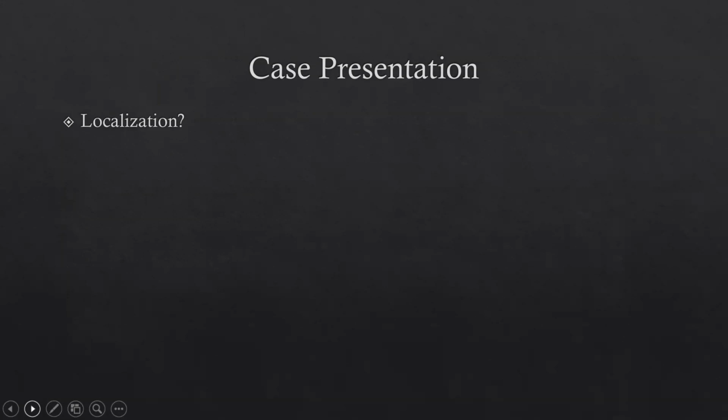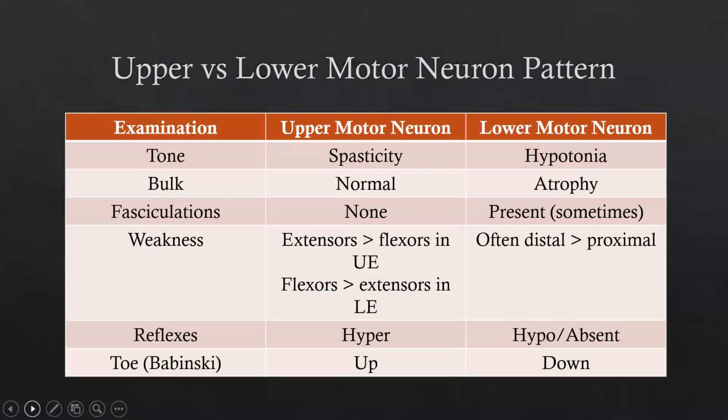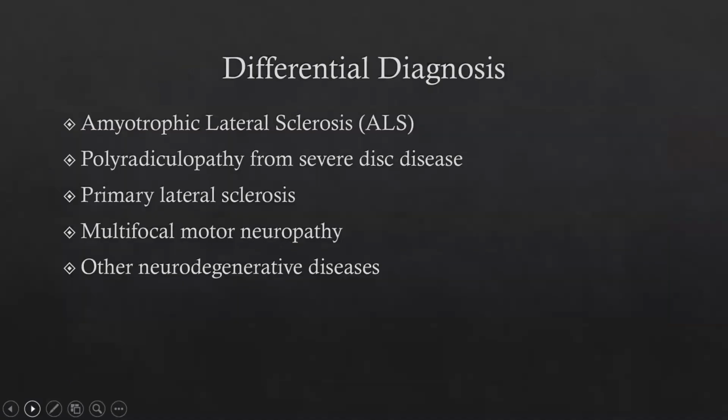So this is very useful in formulating localization, and it will help you in terms of what you're supposed to be thinking about. And of course, you always have to remember this chart here, and you can see that there are a number of features described in the examination that overlap between upper motor neuron and lower motor neuron lesions. So the differential diagnosis is really amyotrophic lateral sclerosis, number 1. Then you're thinking of a polyradiculopathy from severe disc disease. And then you're thinking of primary lateral sclerosis.